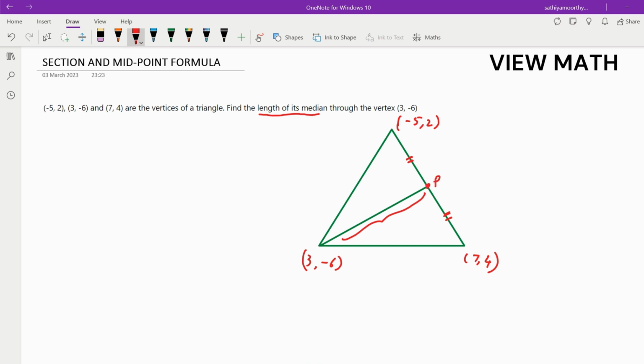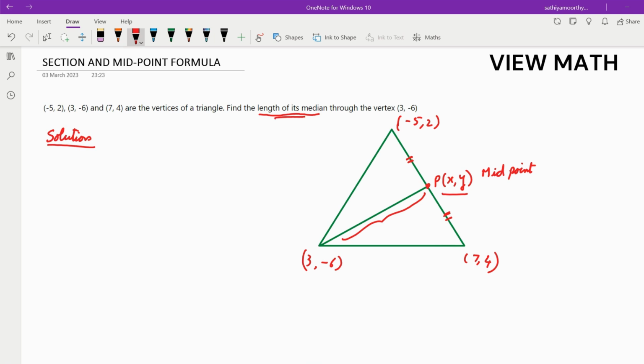Now if I take the point P as P x comma y, then P x comma y is the midpoint of the line joining minus 5 comma 2 and 7 comma 4. So now using the midpoint formula, I am going to find out the coordinates of P and then find out the length of the median using the distance formula. It is a very simple problem. First I am going to use the midpoint formula to find the coordinate of P, and then I am going to use the length formula to find the length of the median.